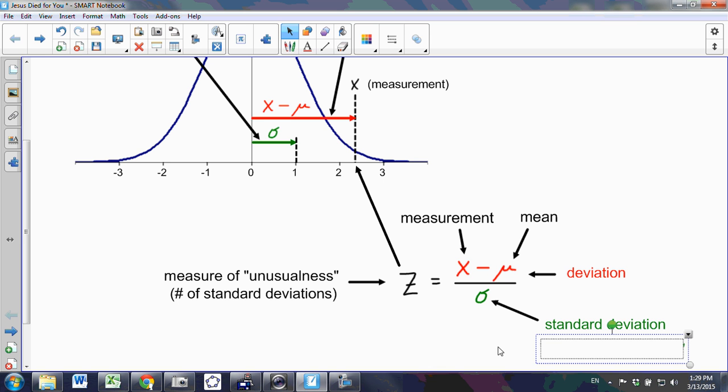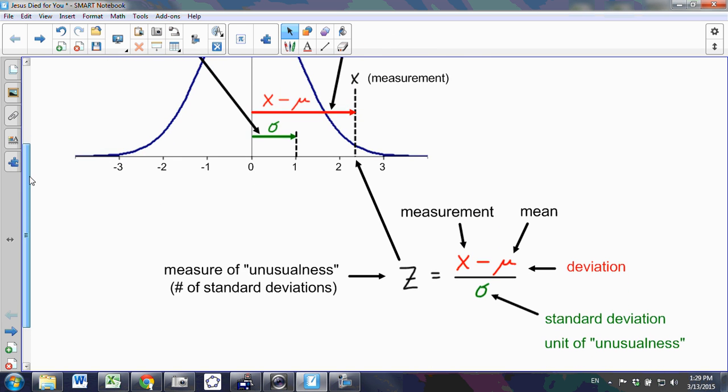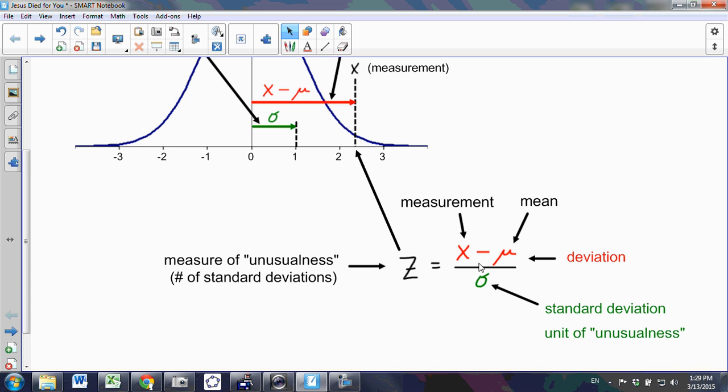And standard deviation, as I said before, is a unit of unusualness. It's like centimeters measure length, kilograms measure mass, milliliters measure volume. Standard deviations measure unusualness.